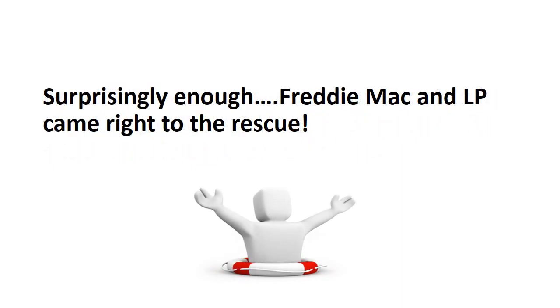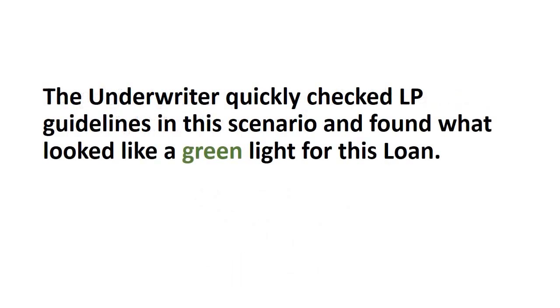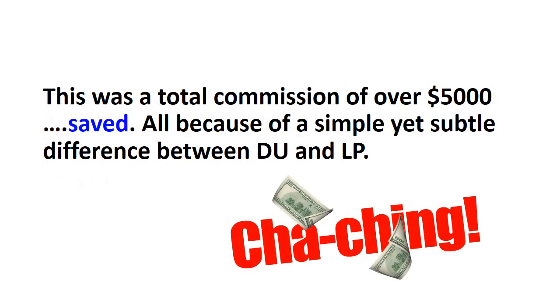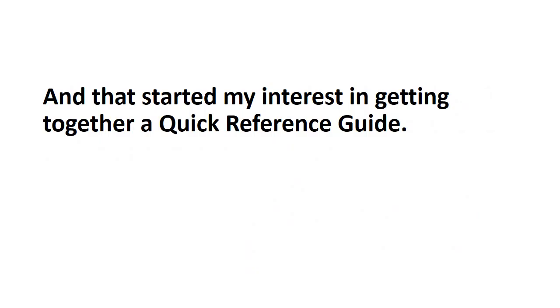Surprisingly enough, Freddie Mac and Loan Prospector came right to the rescue for us. The underwriter quickly checked LP guidelines in this scenario and found what looked like a green light for this loan. We ran LP, and wouldn't you know, LP said, pay off the cards at closing, and you can keep your cards open. Deal saved. Now, this was a total commission of over $5,000 saved, all because of a simple yet subtle difference between DU and LP. And that started my interest in getting together a quick reference guide.